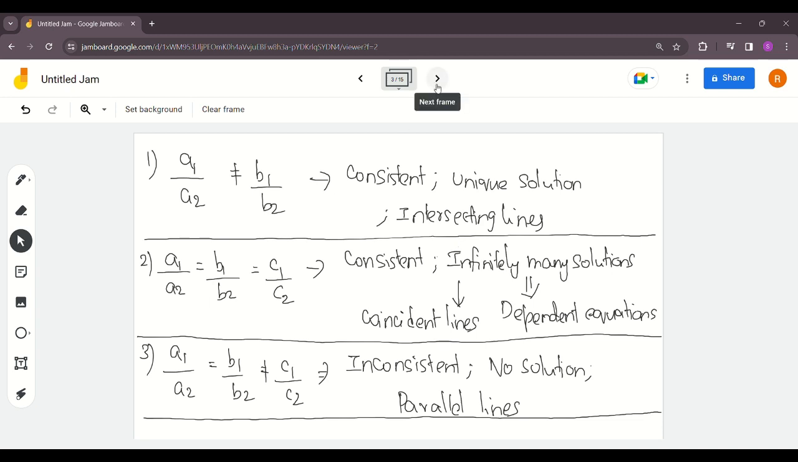Suppose in your exam, they ask you to find the value of a constant so that the given system of lines either has infinitely many solutions or no solution. For that, you can use this condition straight away: a1 by a2 equal to b1 by b2.